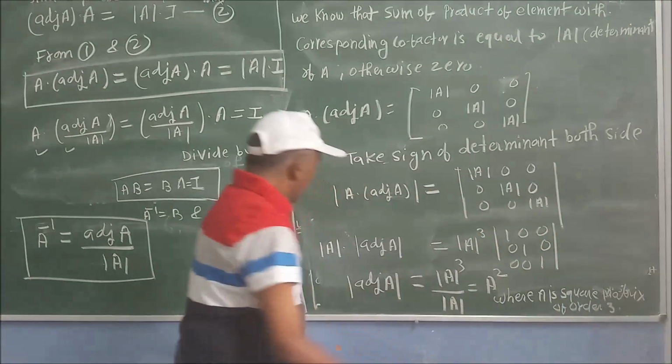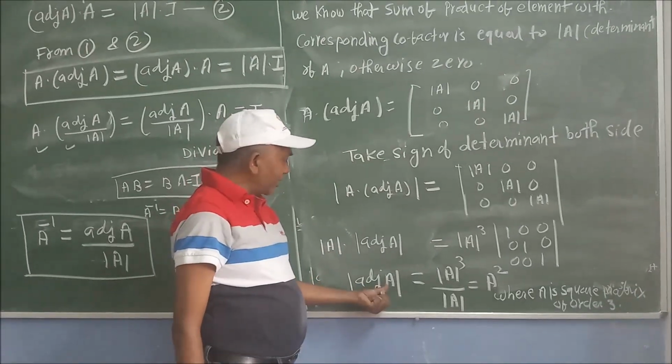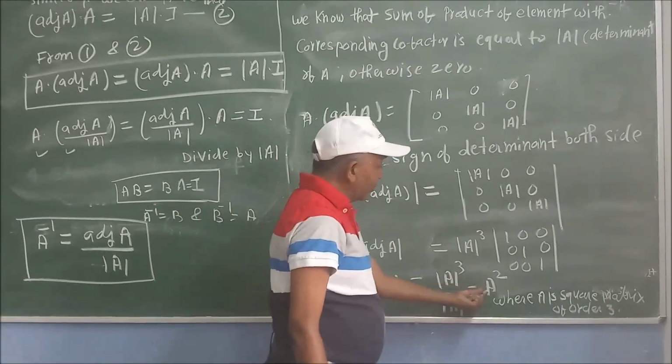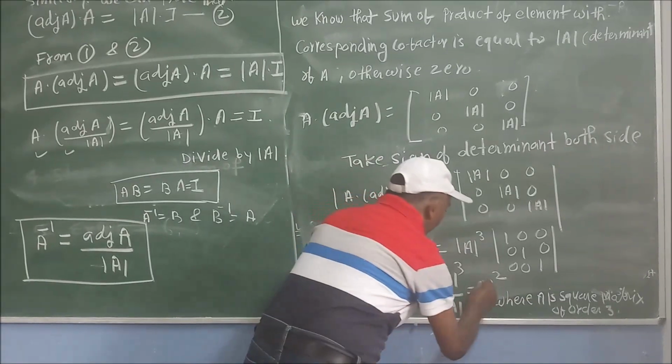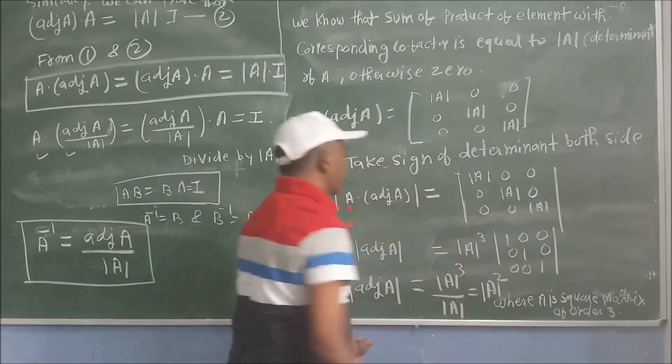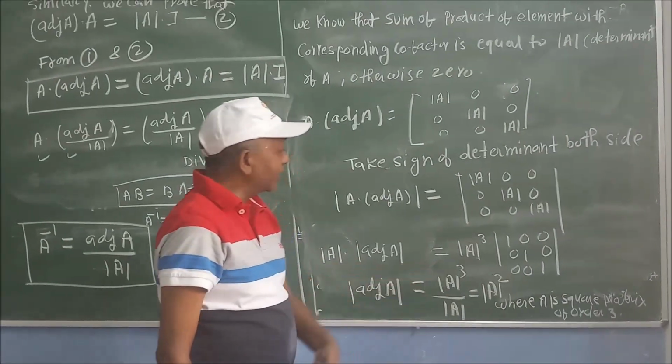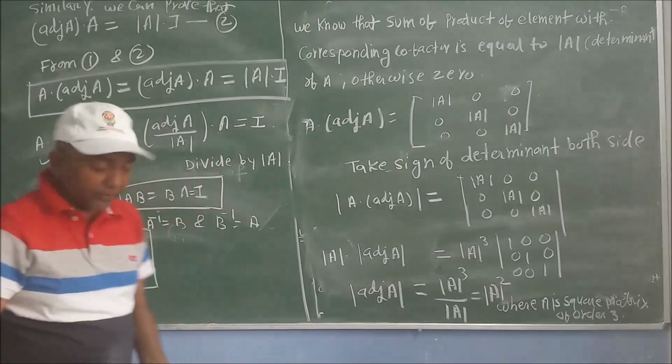So see here, this is A. A is a square matrix of order 3. So your answer will be equal to determinant A squared. If A is a square matrix of order n, then what happens?